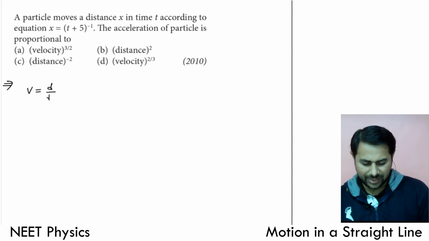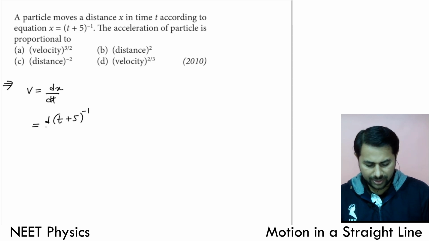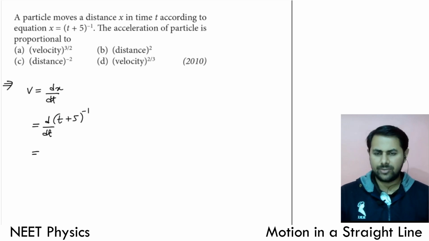So what is velocity? It's dx by dt. So that is equal to, what is your x? So t plus 5 raised to minus 1. Take the derivative of that. Tell me what's the derivative of this thing.